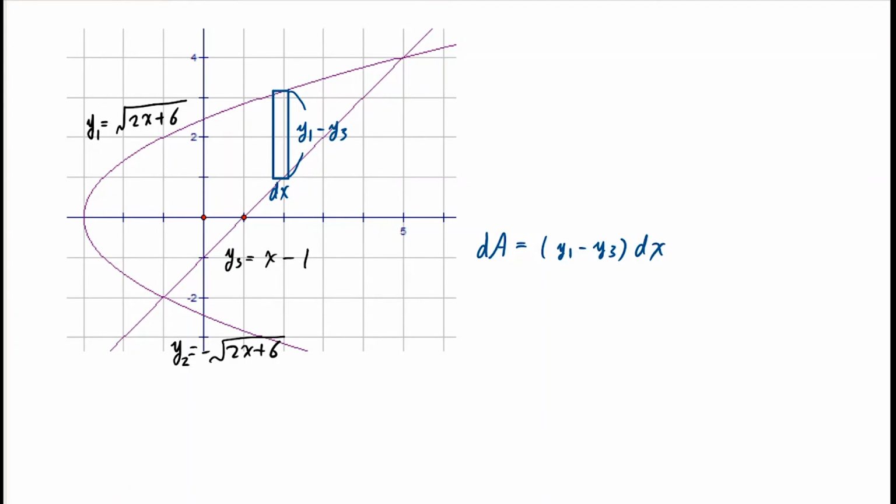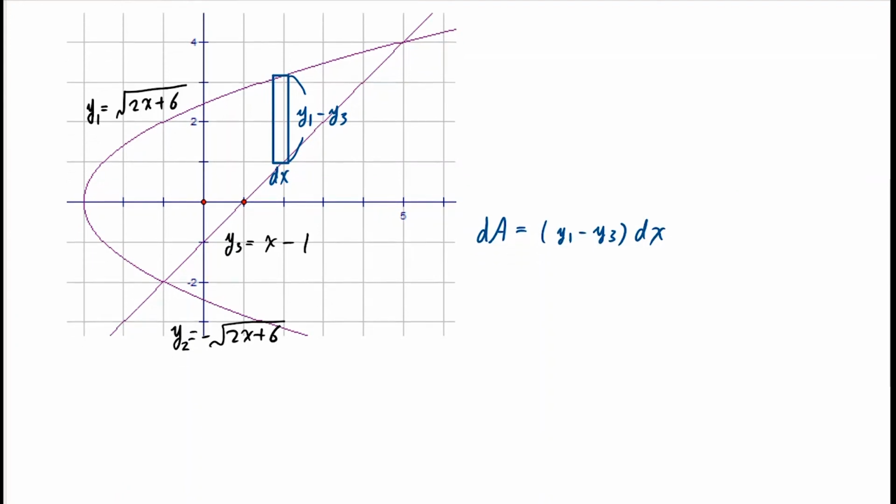Okay, well, that's nice, right? Let's figure out what this is. y1 is square root of 2x plus 6, and y3 is x minus 1. So we can integrate this. Okay, great. Let's integrate. So your A is equal to, from, now here's our problem. What to what? You might say this is negative 3 to 5, right?